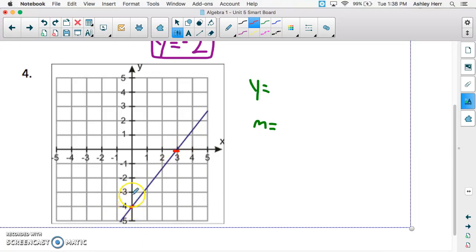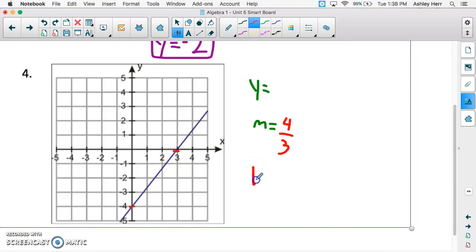So when I count up, I go up 1, 2, 3, 4. So my rise is 4 and my run is 1, 2, 3. It's positive slope from left to right because it's going up. So my slope is rise over run, which is 4/3. Does everybody see that?